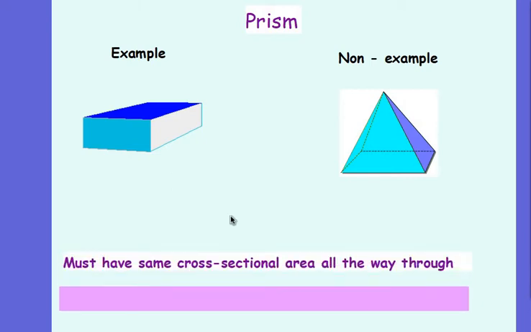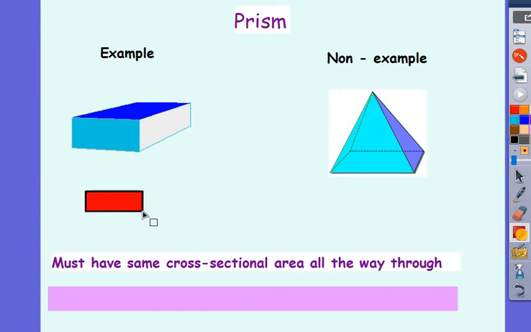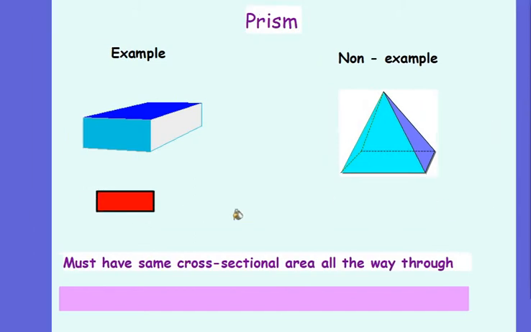A prism has got to have the same cross-sectional area all the way through. If I slice the cuboid anywhere along this length, the cross-sectional area will always look the same. It will always look like a rectangle. However, if I slice this pyramid, my cross-sectional area is going to change. If I slice it this way, it's going to get bigger and bigger and bigger. If I slice it this way, it's going to get bigger and smaller. It's got a different cross-sectional area on its way through.